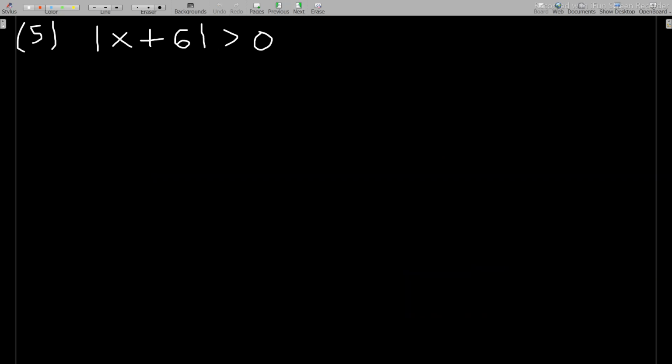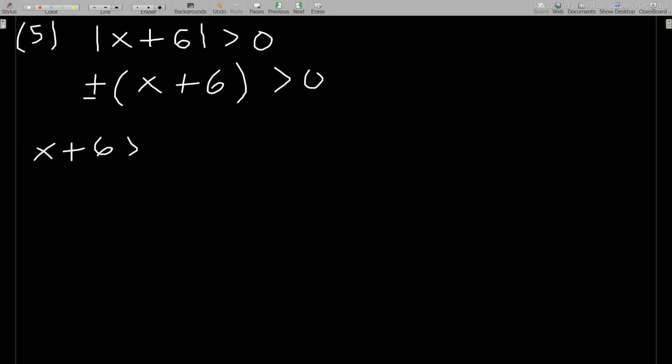We have the absolute value of x plus 6 is greater than 0. So what if the absolute value is greater than 0? When it's greater than 0, it means the solution here is all real numbers except the value that makes it 0. What you do in solving this is, when you remove the absolute sign, you bring a plus or minus, then x plus 6 greater than 0. First you take the positive aspect, so x plus 6 is greater than 0. It means x is greater than negative 6.